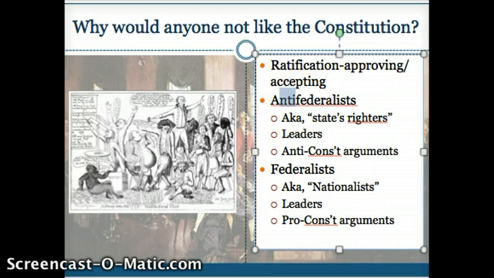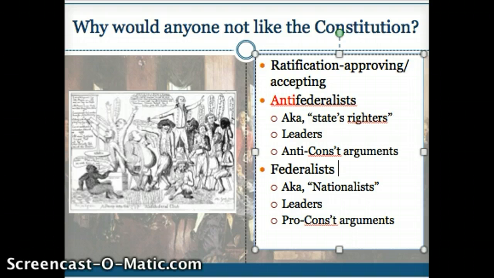The people who didn't like our Constitution were anti-federalists. So just remember that. By anti, meaning they didn't like federal, right there, they didn't like the federal government. These were your people that were also known as states' righters. They believed that the states should have more rights.